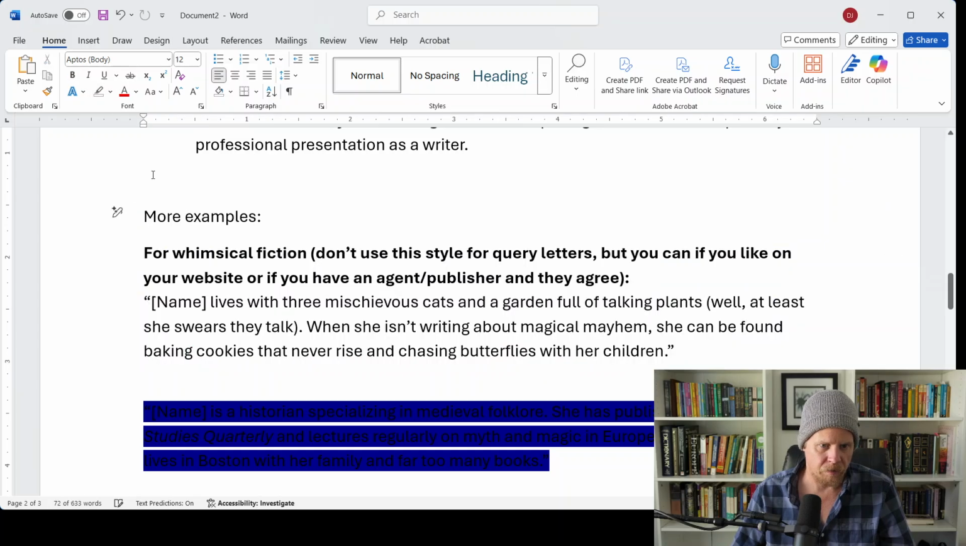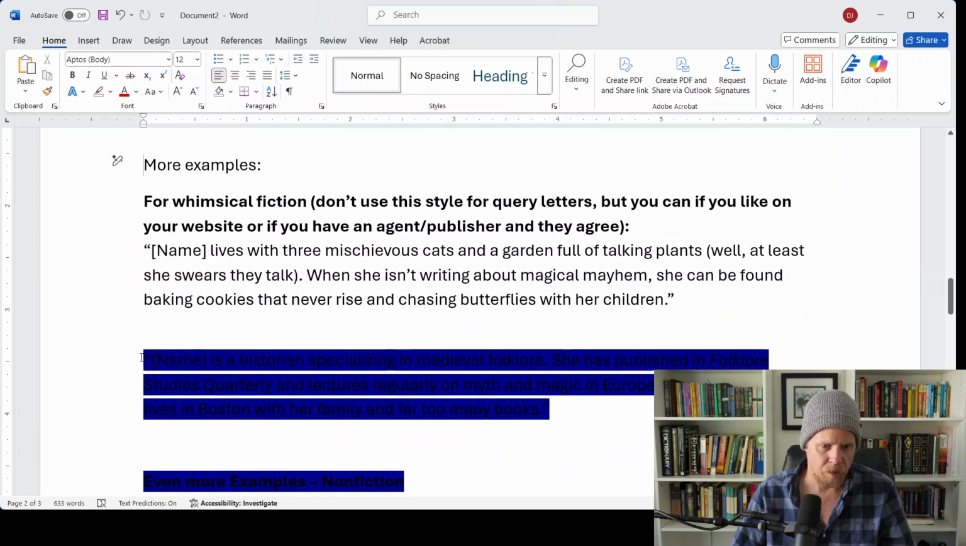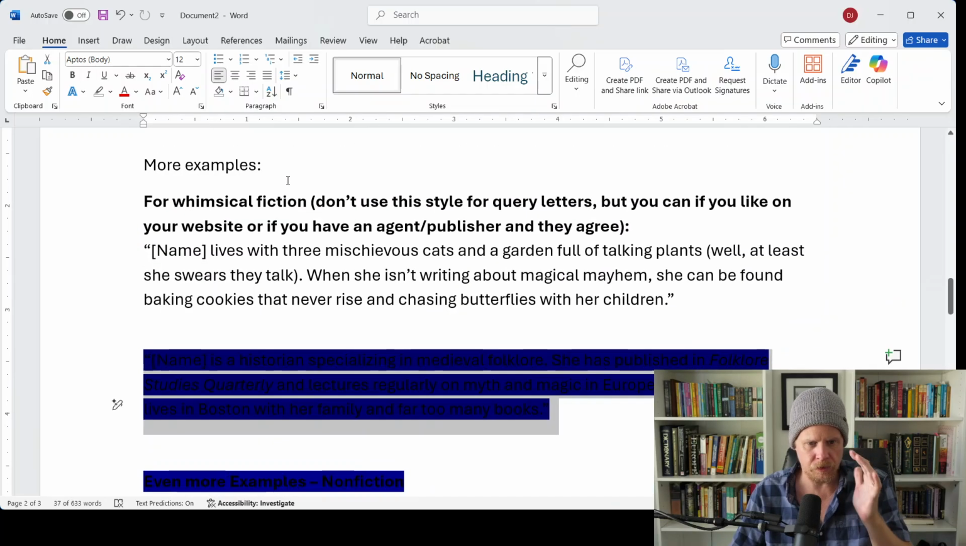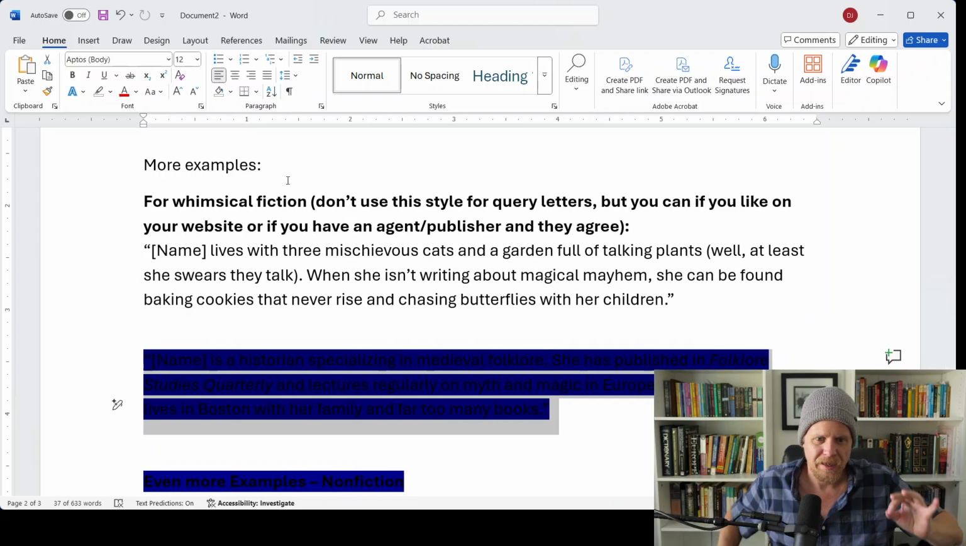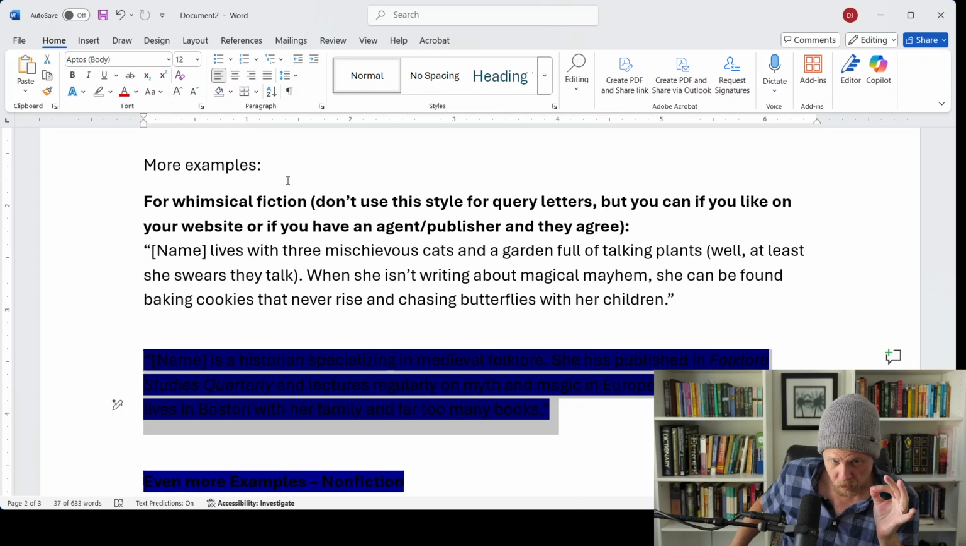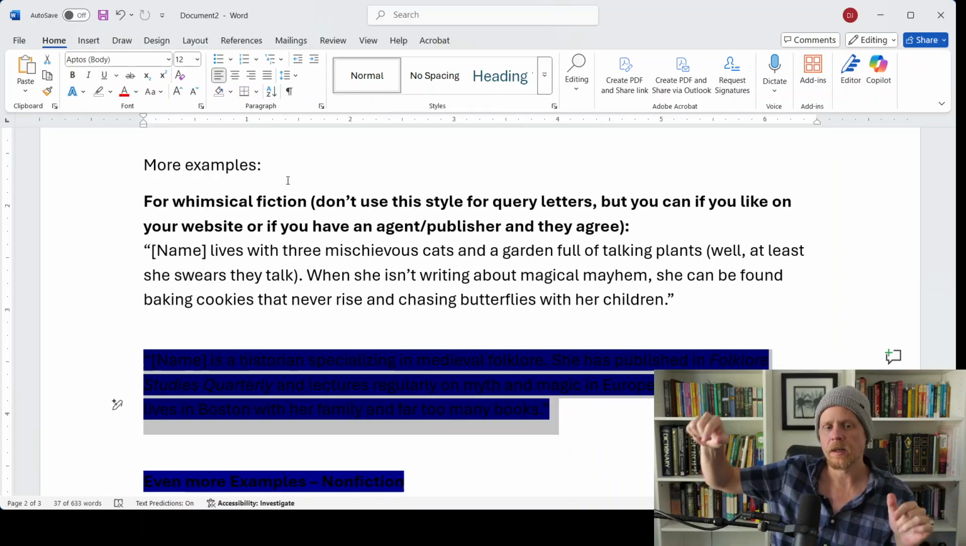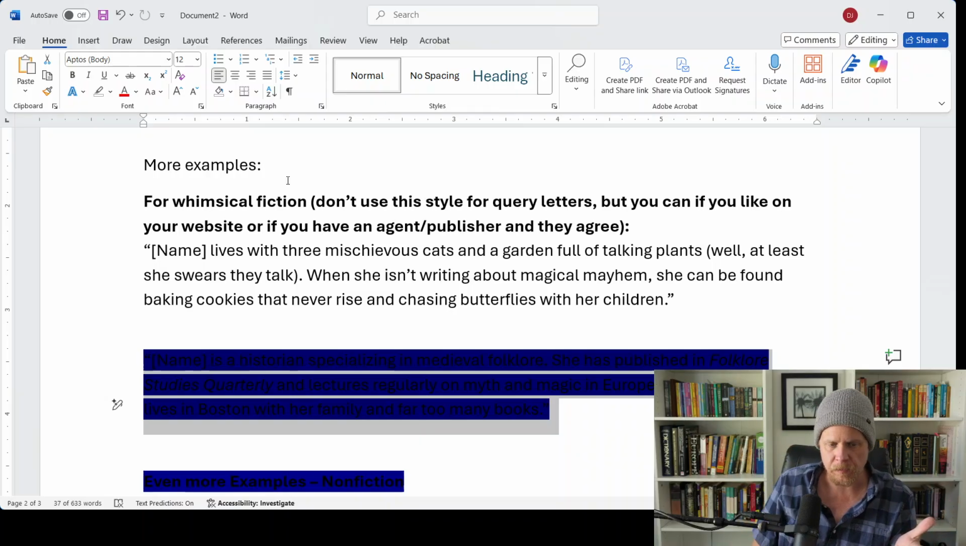Finally, I've added some more examples. I've got a bunch of them. This one is a whimsical fiction example, right? Only do this if you're writing fiction. And I don't necessarily recommend this unless you have full control over the platform. In other words, don't use this kind if you're querying agents. But if you want to do this on your website or something like that, it can help enhance your author brand, then consider doing something like this.